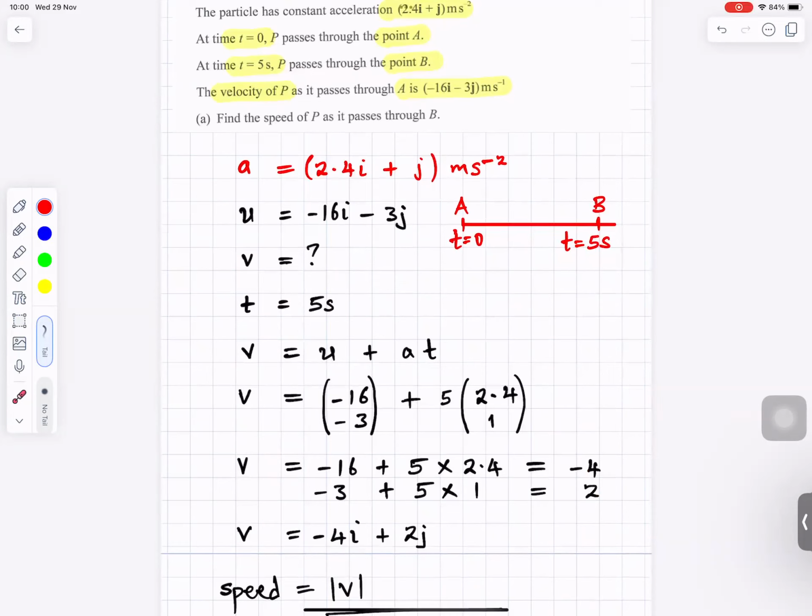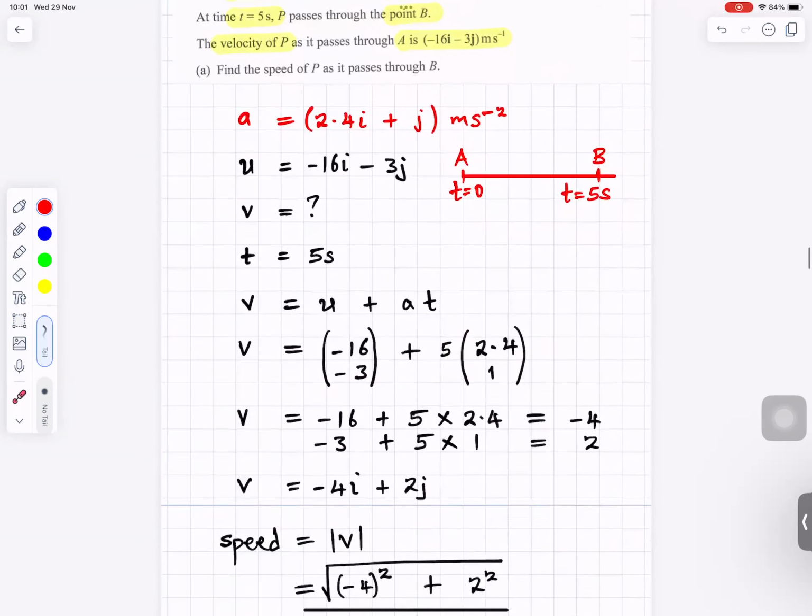Plus A is 5. The acceleration at time T is 5. And the acceleration is 2.4 and 1. You write it as a column vector. You multiply that out: 5 times 2.4 plus minus 16 gives you minus 4. 5 times 1 plus minus 3 gives you 2. So velocity is minus 4i plus 2j.